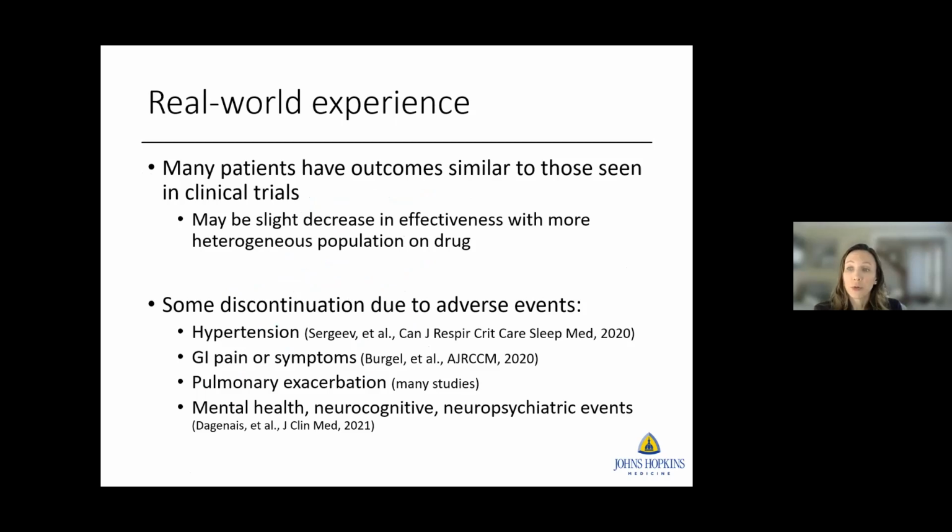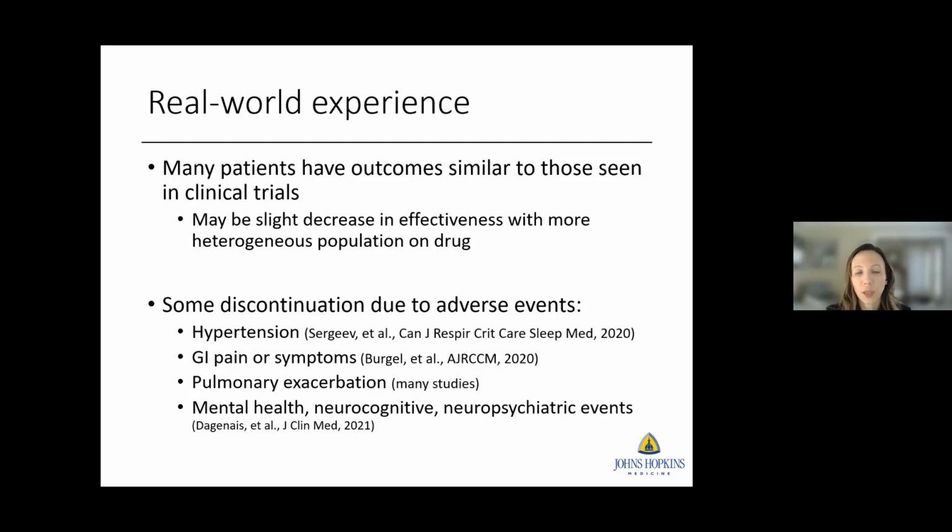So much of what I've shown you is clinical trial data, just because it's easy to access and abundant in the literature, but there's emerging real world experience, both anecdotal and published. Many patients are having outcomes similar to what we see in the clinical trials. There may be a decrease in effectiveness observed in the real world, mostly related to a more heterogeneous population on the drug. Certainly the individuals that take these drugs in clinical trials are hand selected, and they have to meet rigorous criteria. When you give it to people in the real world, you don't necessarily have all that. And you have people that maybe are not super adherent to taking their drugs, but generally speaking, the outcomes are still very good.